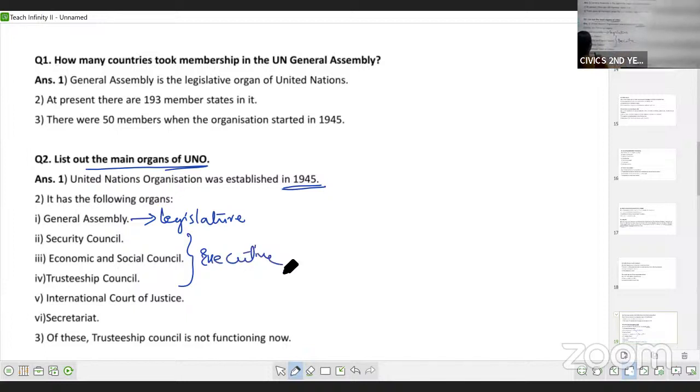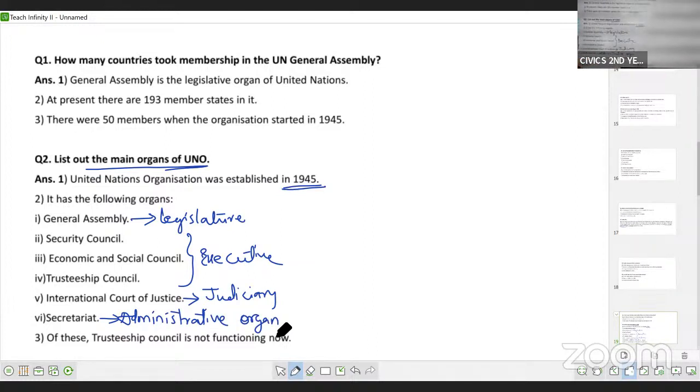Okay. And the International Court of Justice, it is the judiciary. Then you have the Secretariat, it is the administrative organ of UN.